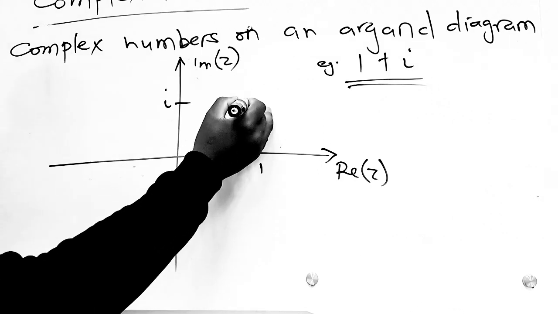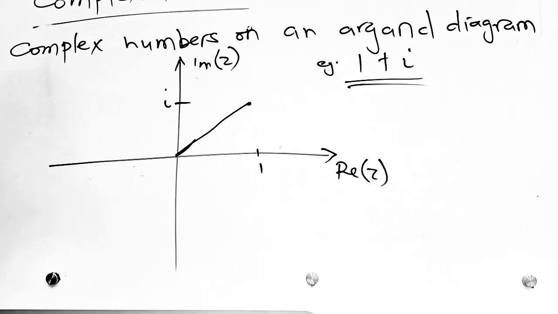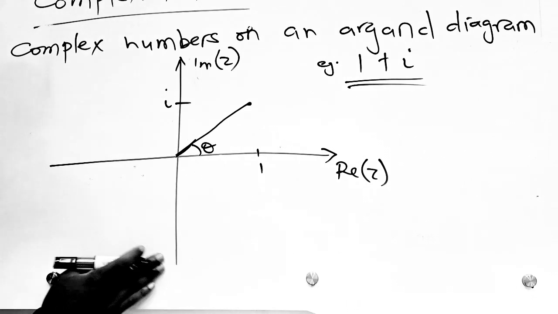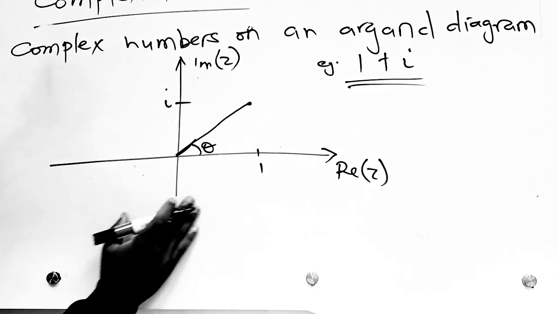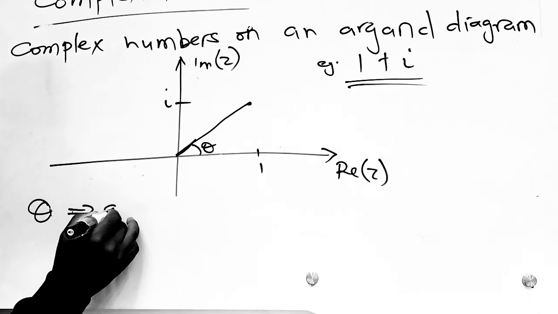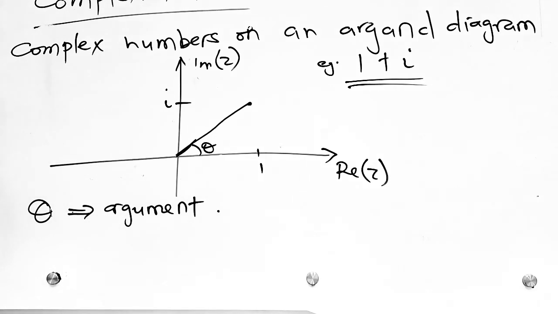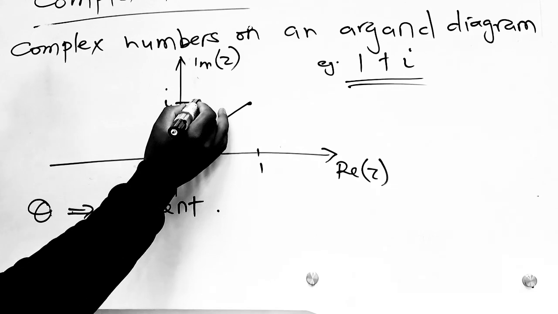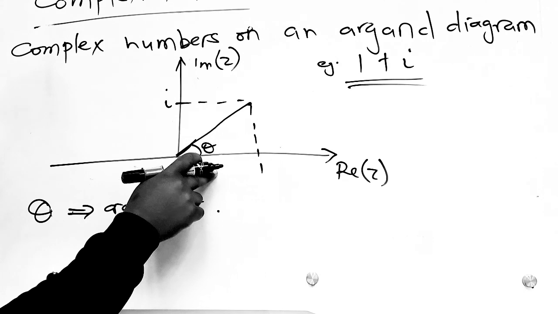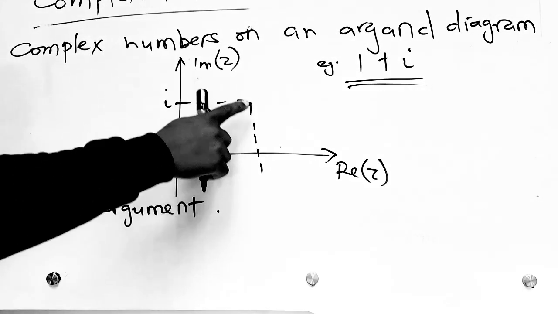So we can mark the point. Our complex number starts from the origin going to that point. We have this angle that it opens, which is theta. That angle has a special name, it is called the argument. So theta represents the argument of a complex number. Whenever you see a question saying calculate the argument, it is asking you to calculate that angle theta. Then we have this part which is r, the modulus of this small triangle that we are forming.